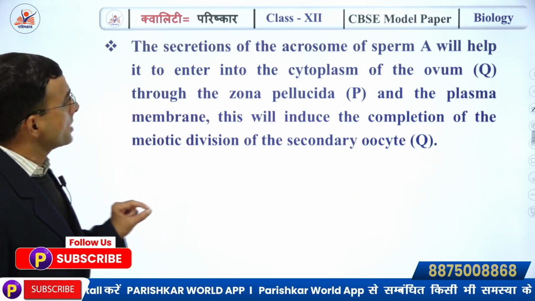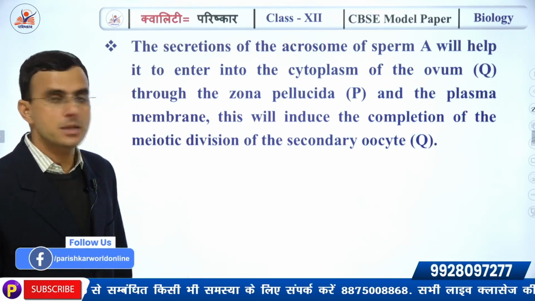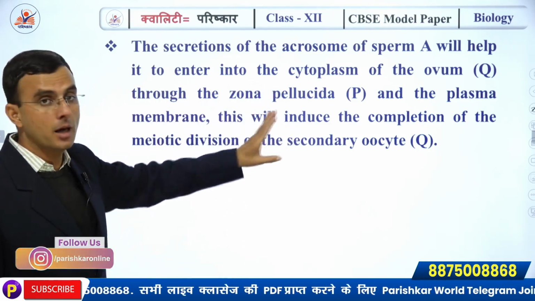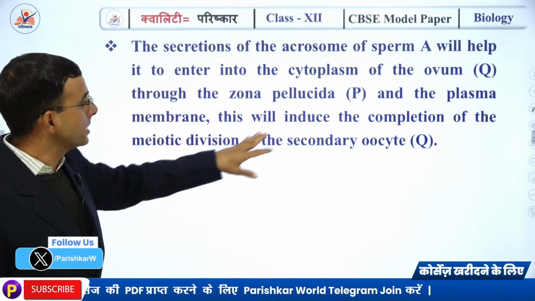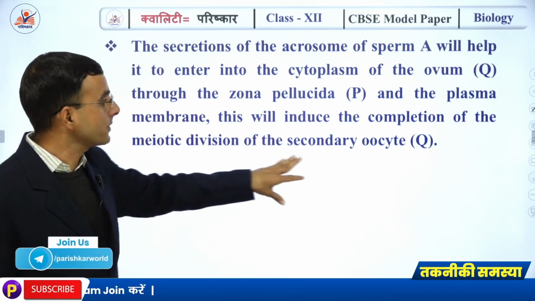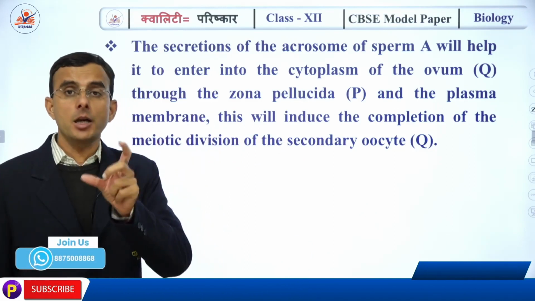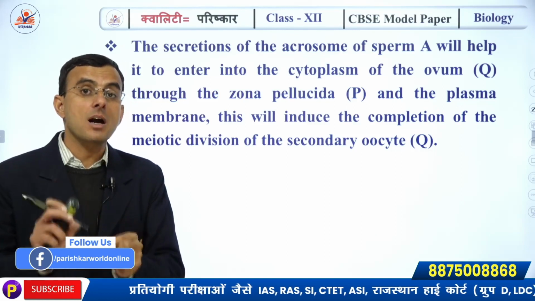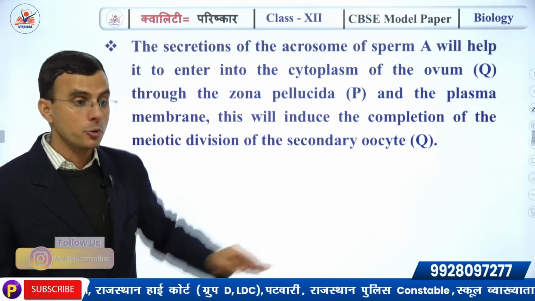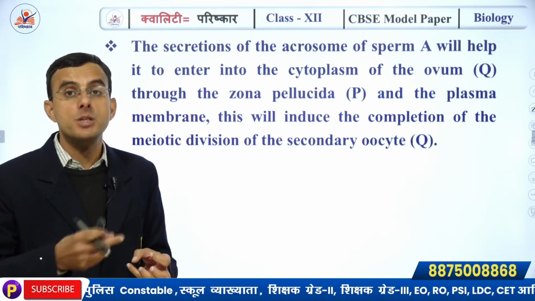Now the secretion of the acrosome of the sperm will help it to enter into the cytoplasm. That is the mechanism by which they enter, crossing the zona pellucida layer, the outermost layer, and the plasma membrane. This will induce the completion of the meiotic division of the secondary oocyte. In a human being, the entry of the sperm into the ovum starts the second meiosis in the secondary oocyte, so the second polar body is able to separate from it.